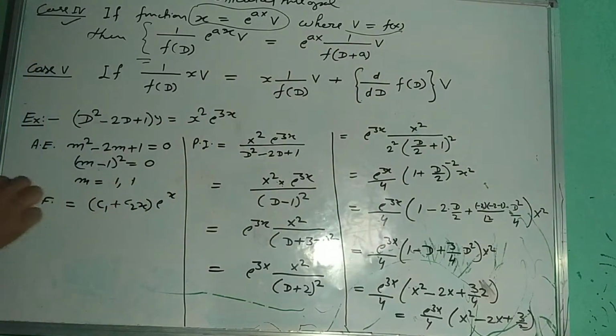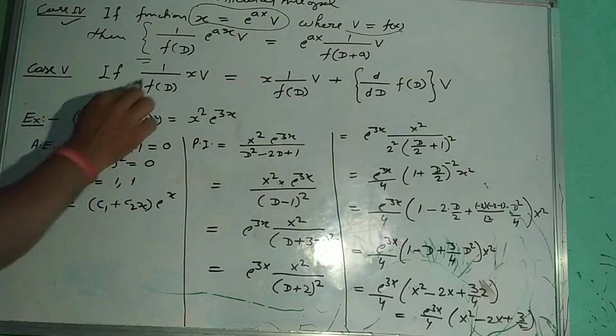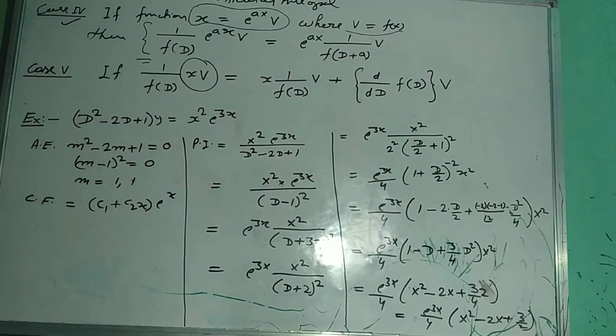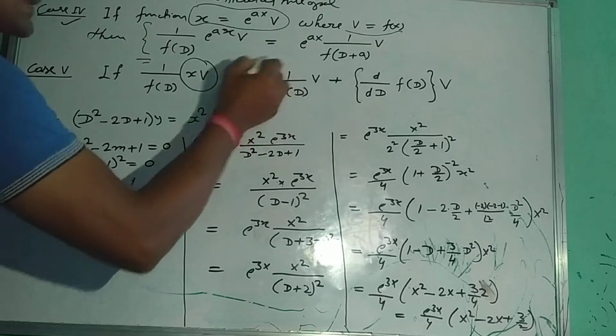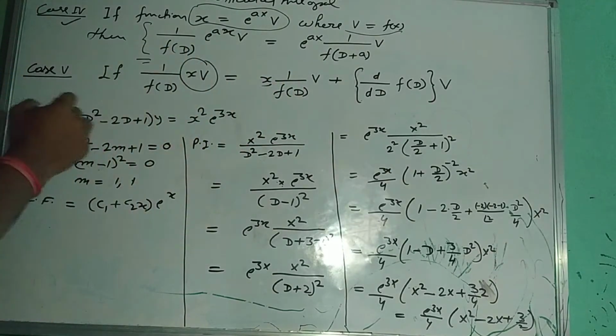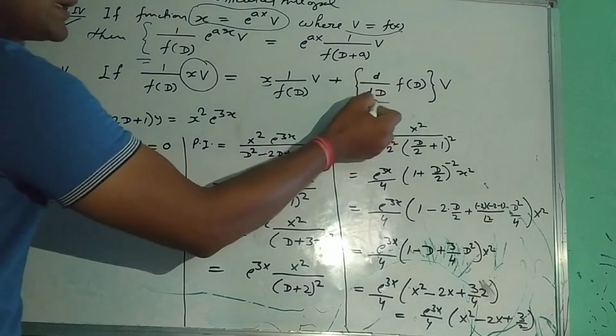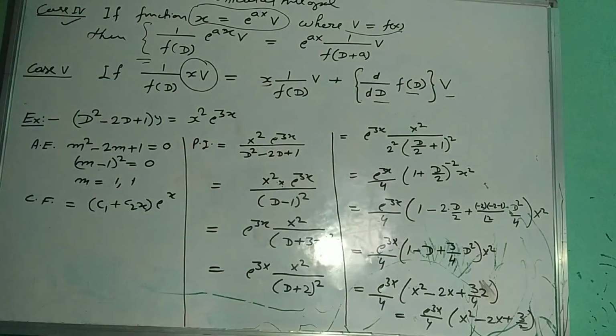Now the second case is 1 upon f(D) x v. If the function is like this, then we can take the x outside: x times 1 upon f(D) v plus d over dD of f(D), and so on, applied to v. The example related to case number 4 is this.